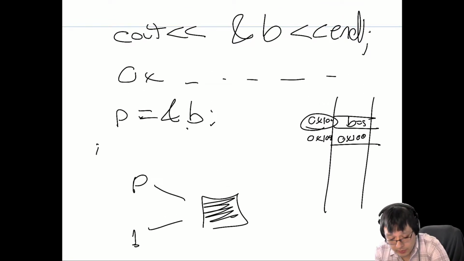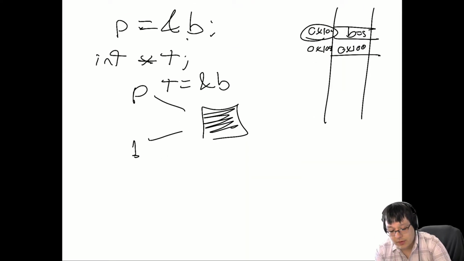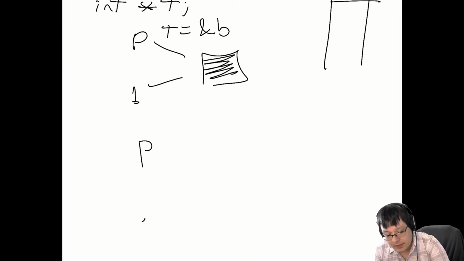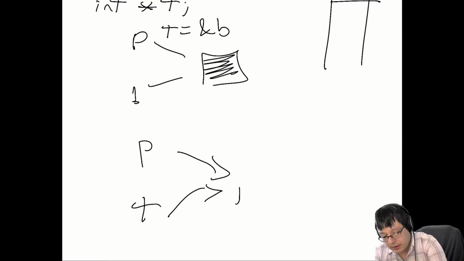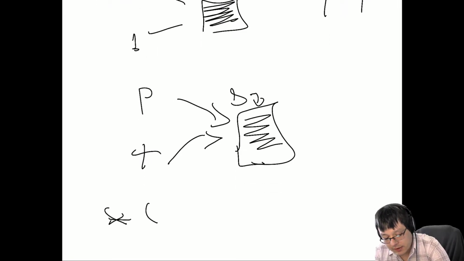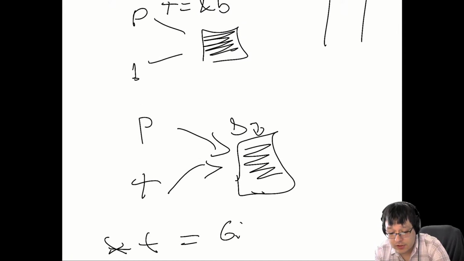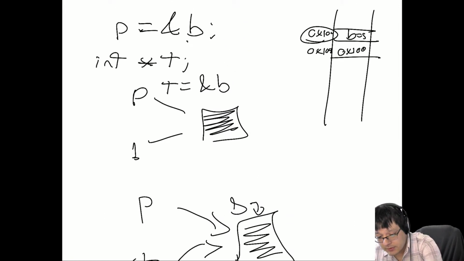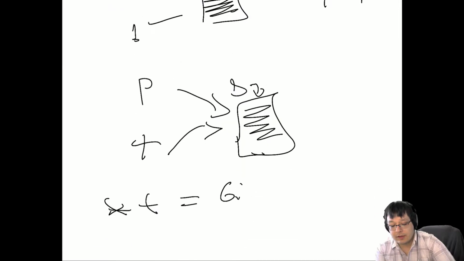I could create more of that. I could make another pointer called t, and then do the same thing. t gets b. And so now I have p, I have t, and they're both pointing to basically b, which is in the stack. And if I change with any of them, so if I dereference t and assign 6 to it, it's going to change the value of b and change it to 6.